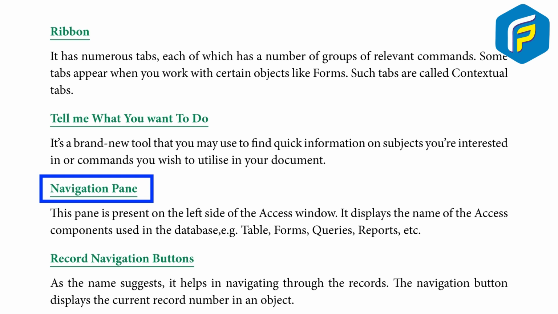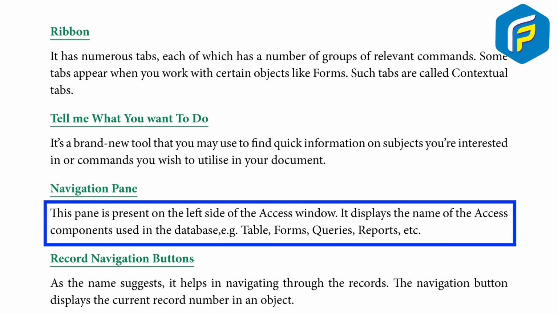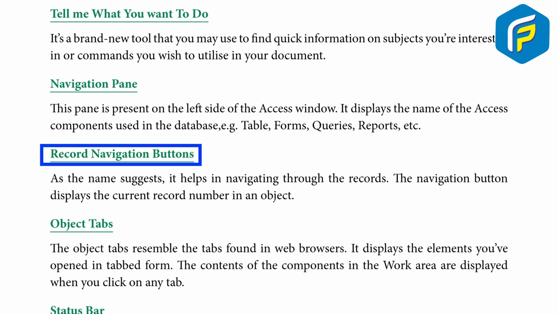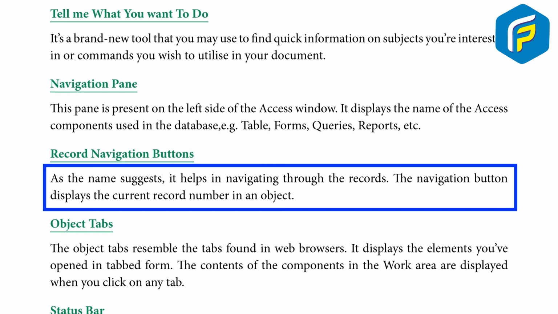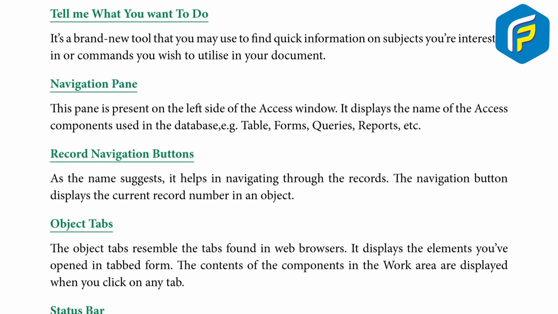Navigation pane. This pane is present on the left side of the Access window. It displays the name of the Access components used in the database. Example: table, forms, queries, reports, etc. Record navigation button. As the name suggests, it helps in navigating through the records. The navigation button displays the current record number in an object.